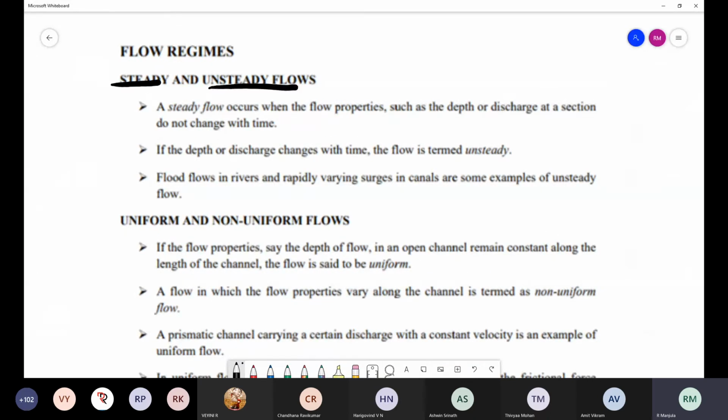Yeah, there are two different regimes. One is steady and unsteady flow. This is with respect to the different types of flow which you have already seen. In steady flow, the depth, discharge or velocity do not change with respect to time. And if the depth or discharge changes with time, then it is called unsteady flow.